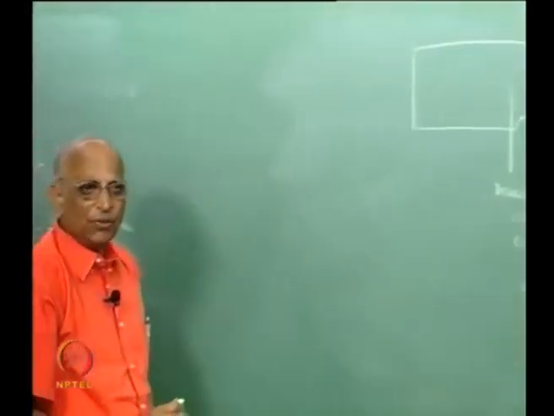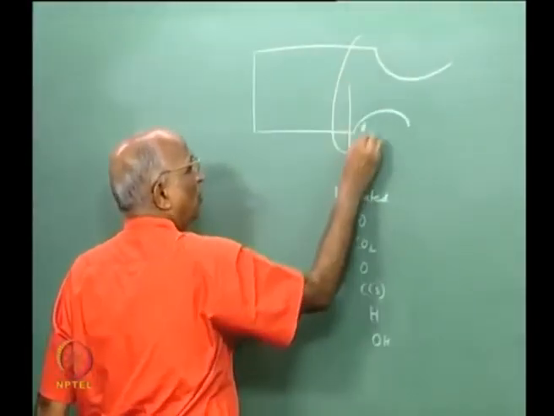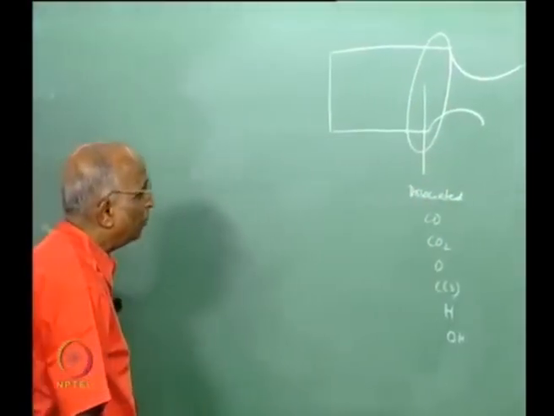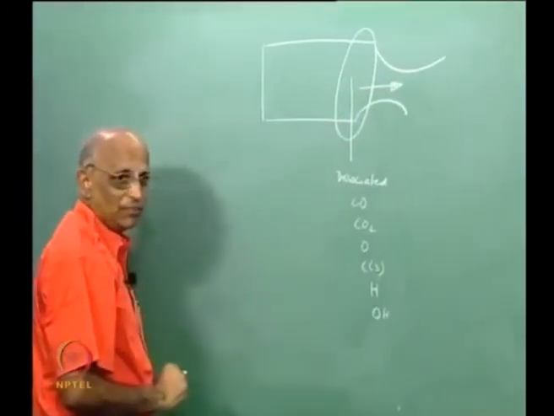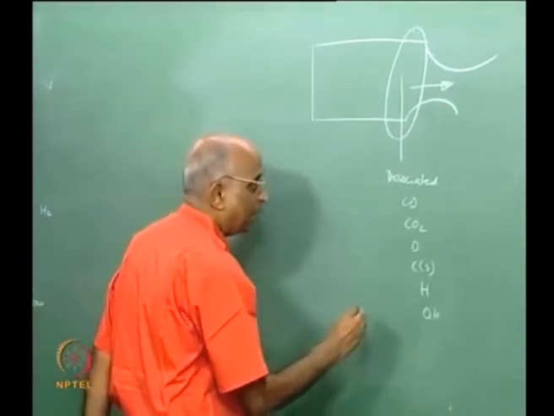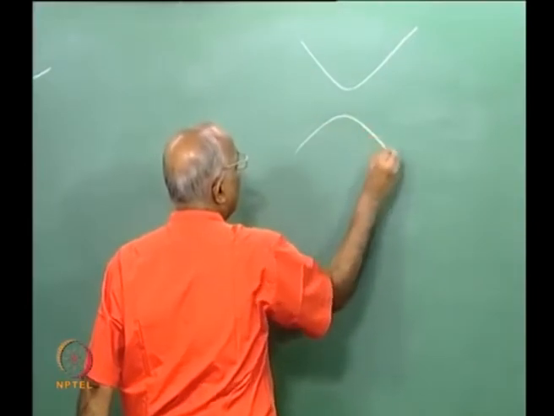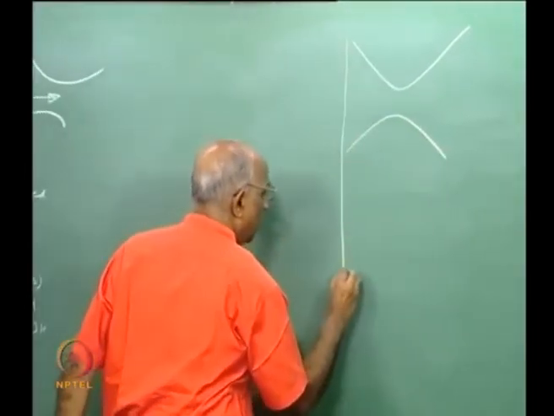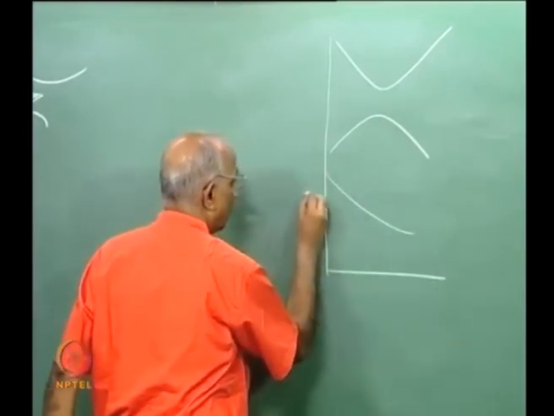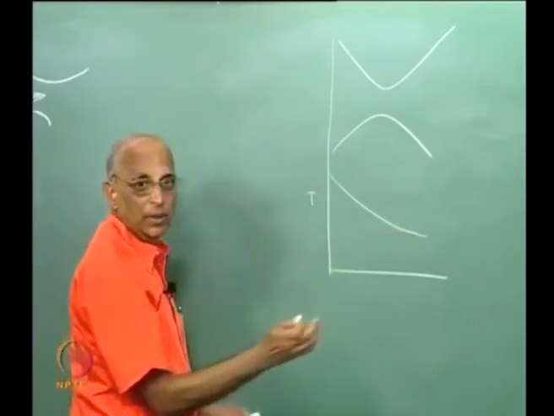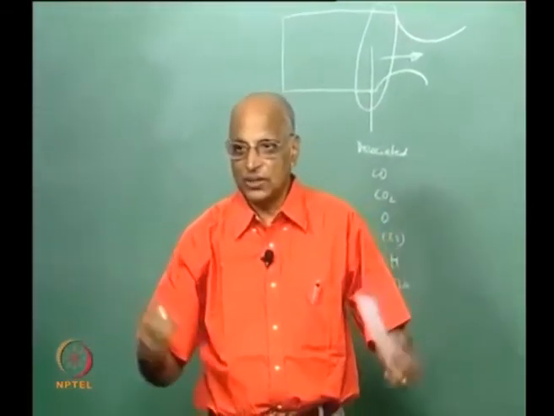Now let us go to the next step. This dissociated gas I know how to calculate; we will do it through an example. And now I expand these dissociated gases in a nozzle. What happens in a nozzle? As the expansion takes place, the temperature keeps falling, the density falls, and the speed or velocity increases.